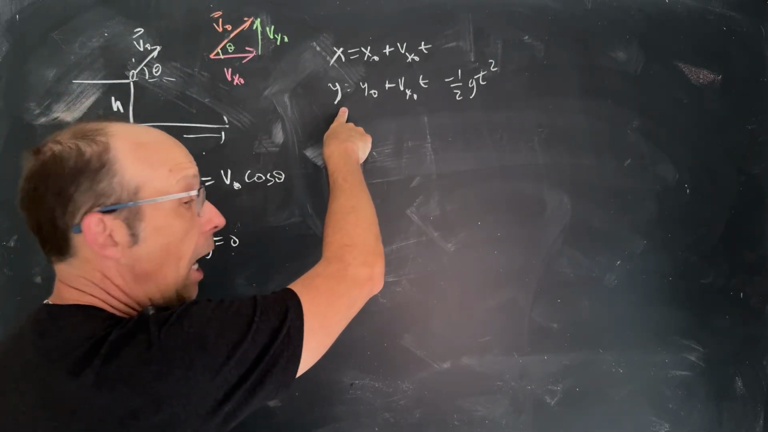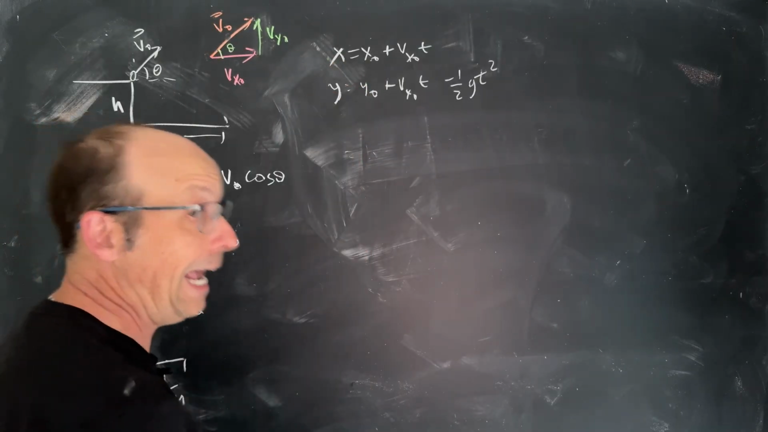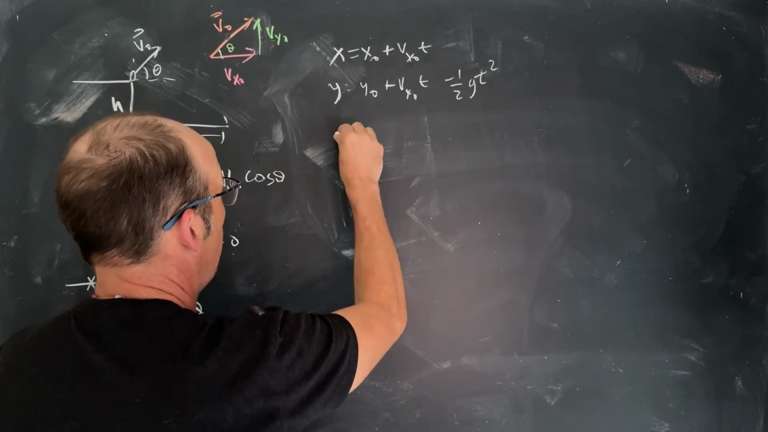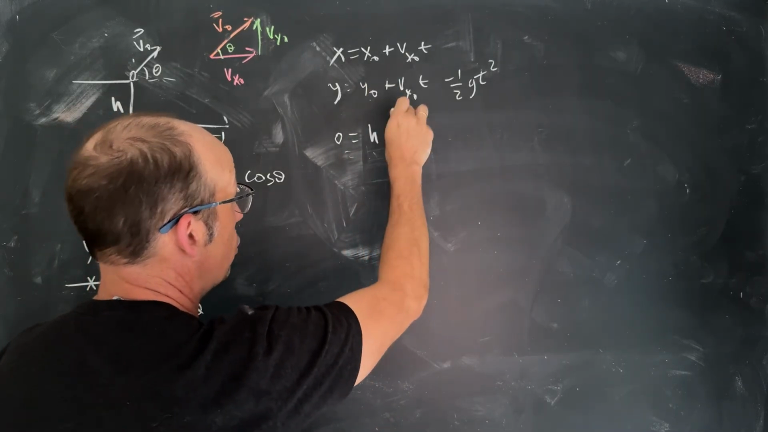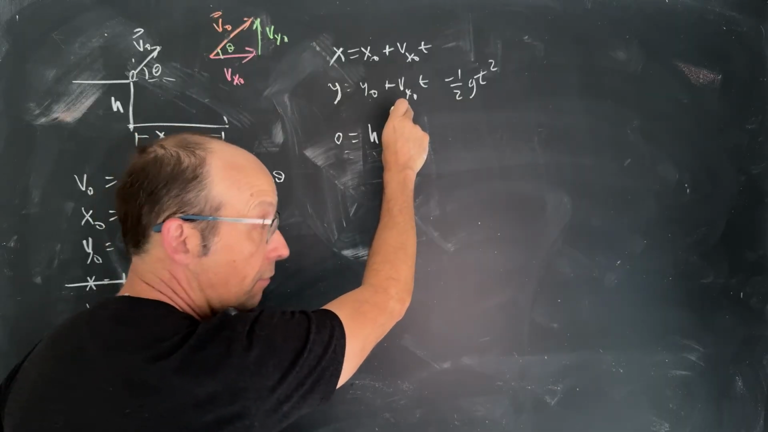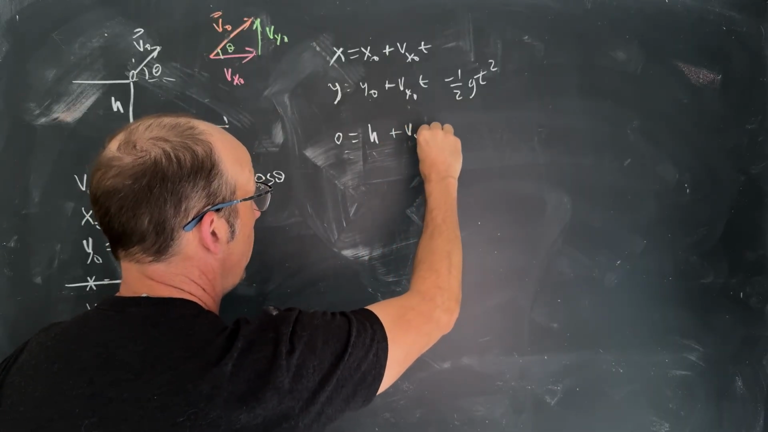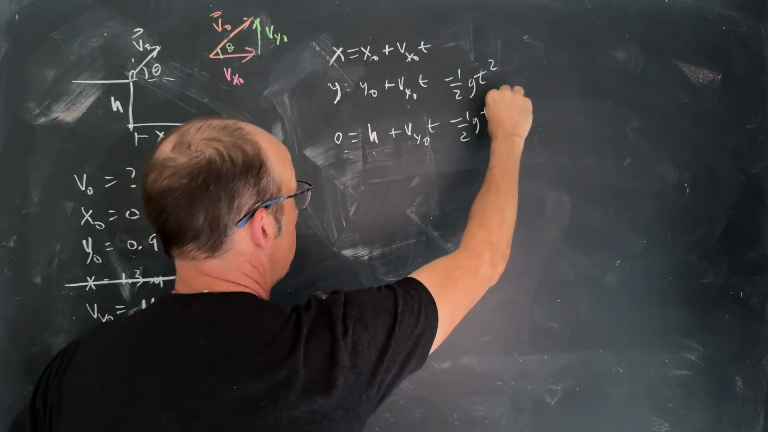So still, I'm going to use this equation to find the time and then plug it in up here to find the final x this time. So if I use that equation up here, let's put in what we know. I know my final position is 0. My initial position is h. Now this velocity is no longer 0. So I'm just going to write this as plus vy0 t minus 1/2 g t squared.